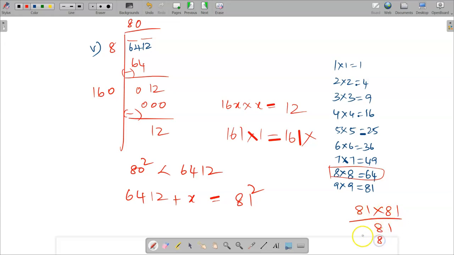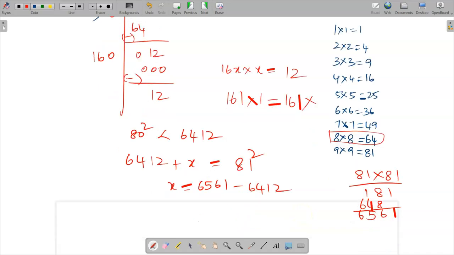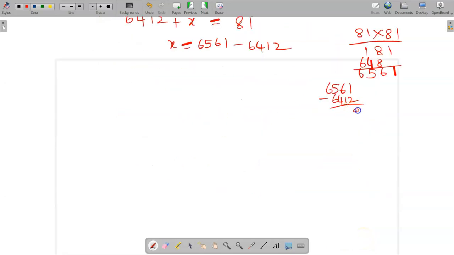8 ones are 8, 8 eights are 64. Okay, so here 1, here it is 6, 5, 6, 1. Okay, so x is equal to 6561. So when you take this number to right hand side, minus 6412. Okay, so 6561 minus 6412. 11 minus 2, it is 9. Okay, so 5 minus 1, it is 4. 5 minus 4, it is 1. So balance is 149. x is 149.